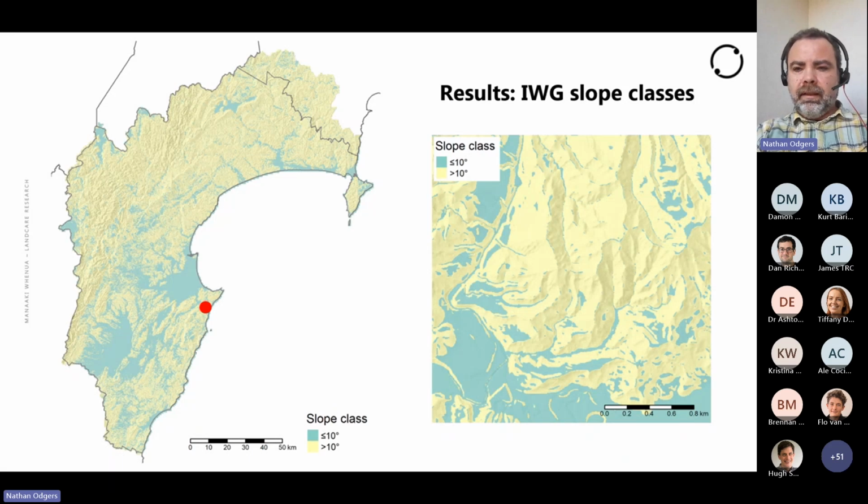And then finally, the intensive winter grazing slope class map, same area, and you can see obviously most of the hillier country is greater than 10 degrees. The less than 10 degree land tends to be on the lower parts of the landscape, but you can see it pulls out some small areas along some of the ridge tops and things like that as well.